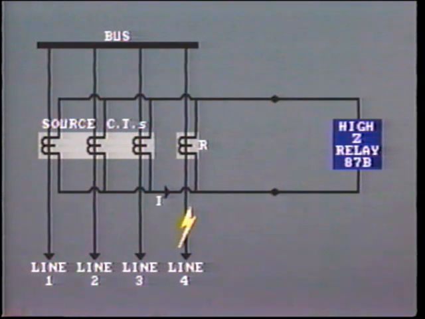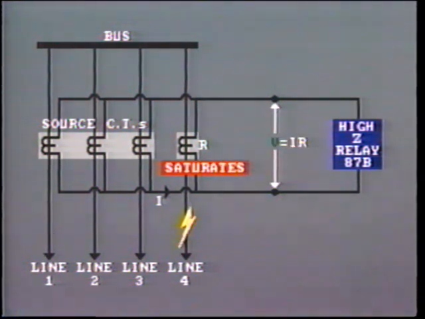Let's look at an example to see how the relay's pickup value is determined. For an external fault, the CT in the faulted line may saturate. A voltage, which is the product of the current from the source CTs times the resistance of the windings and leads of the saturated CT, will be developed across the bus differential relay.